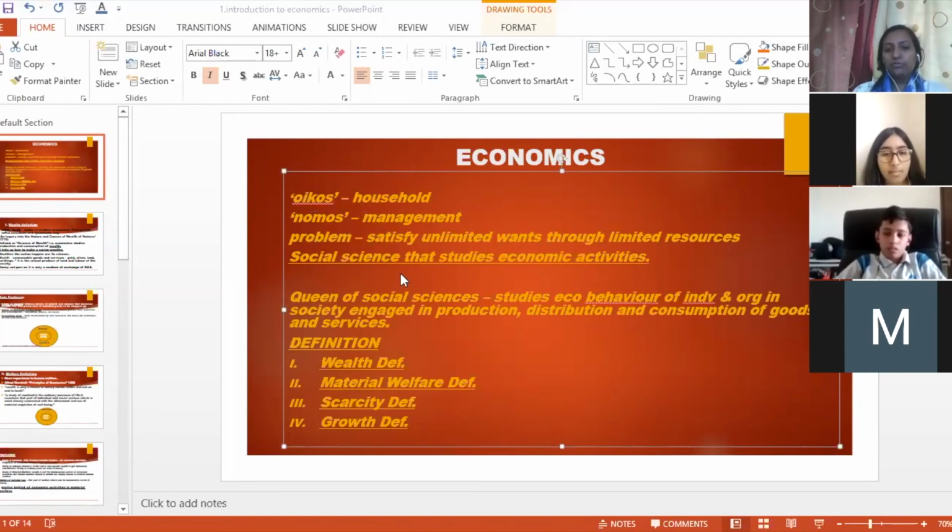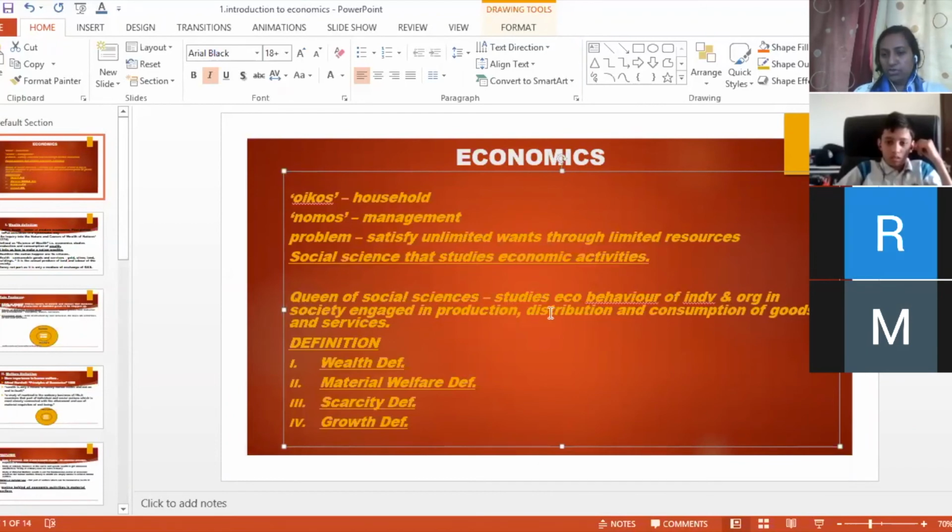Economics is known as the queen of social sciences. What do you study in social sciences? About history, geography. Basically, social sciences study individual behavior, right? Whether it is in relation to the society or to the people around him, it studies human behavior. So economics is considered the queen of social sciences. It studies economic behavior of individuals and organizations in society, which is engaged in production, distribution, and consumption of goods and services.